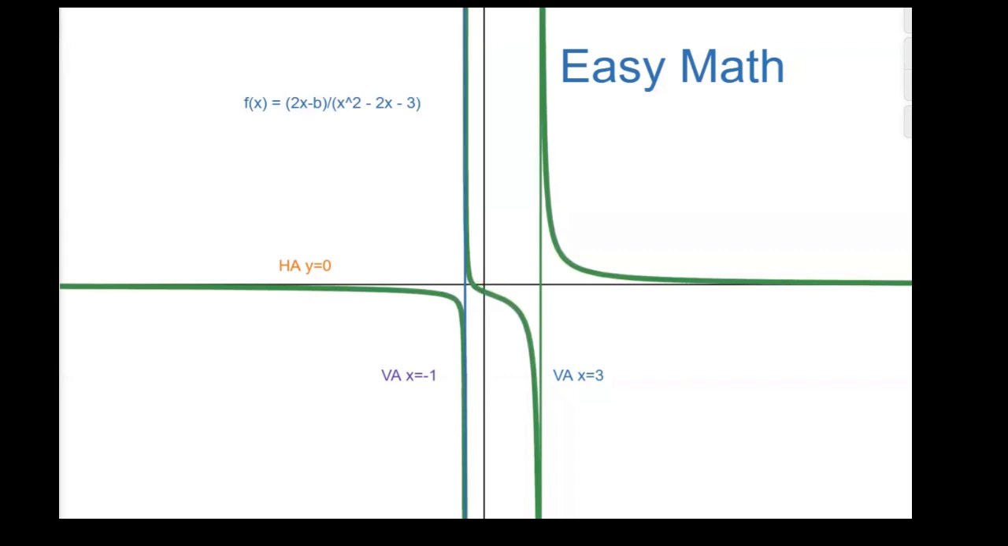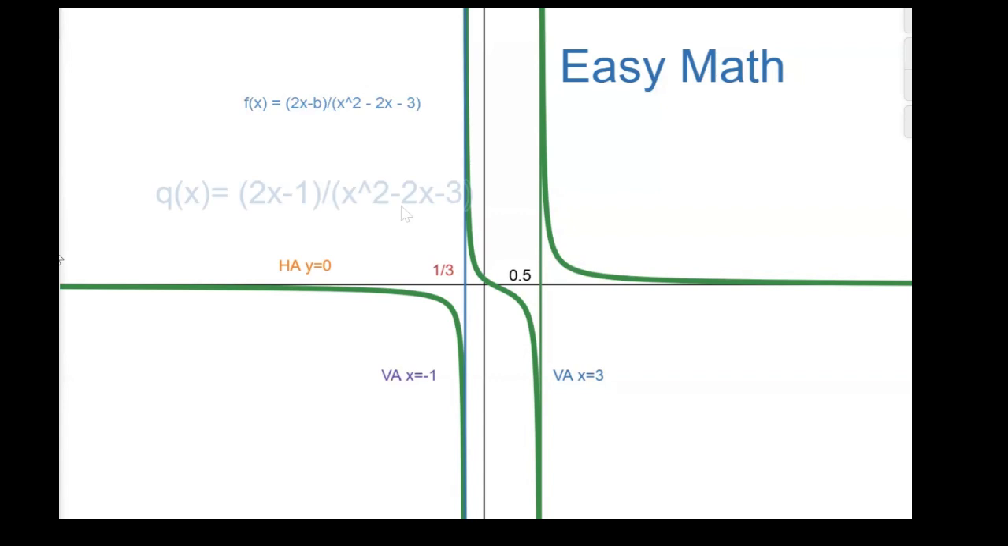Here, if b equals negative 1.145, the x-intercept is negative and the y-intercept is also negative. If b equals 1, the x-intercept is 0.5 and the y-intercept here is 1 over 3. Here, this y-intercept. Yeah, the graph is like that. The Q(x), right? Q(x) equals 2x minus 1 over x squared minus 2x minus 3.